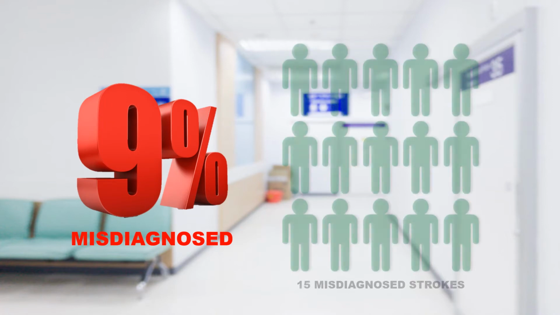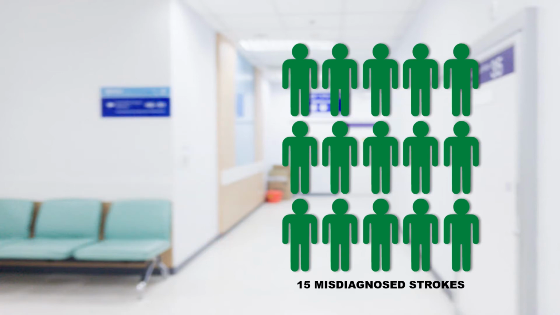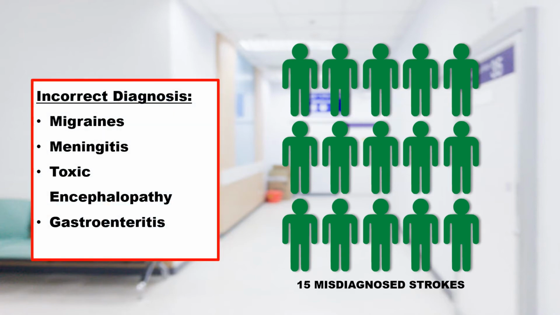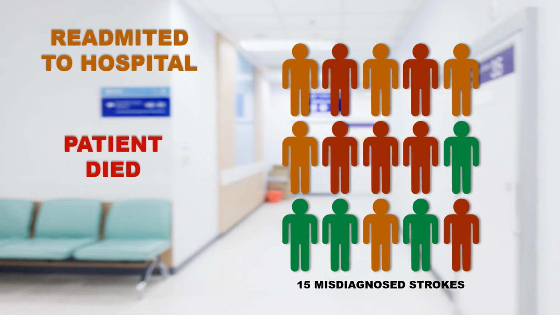A similar study from 2007 documented 15 cases of misdiagnosed ischemic stroke and patient outcomes. All patients had similar symptoms, and after both neurological exams and CT scanning, the diagnosis ranged from migraines, meningitis, toxic encephalopathy, and gastroenteritis. It was found that most patients returned to hospital with complications after incorrect treatment, and later 6 out of 15 of these patients died from these complications.